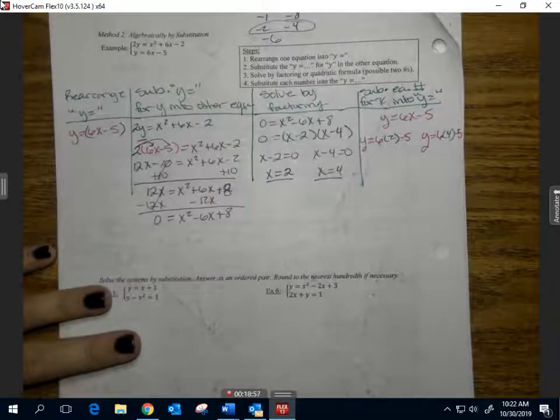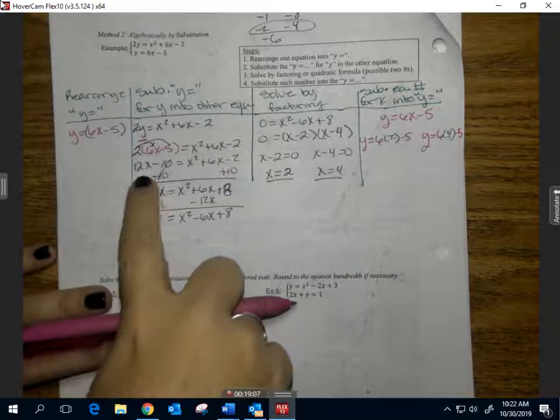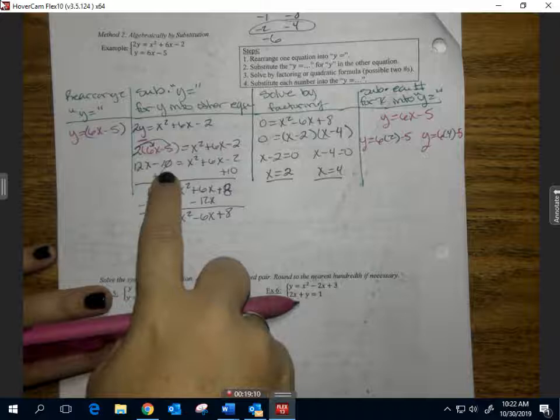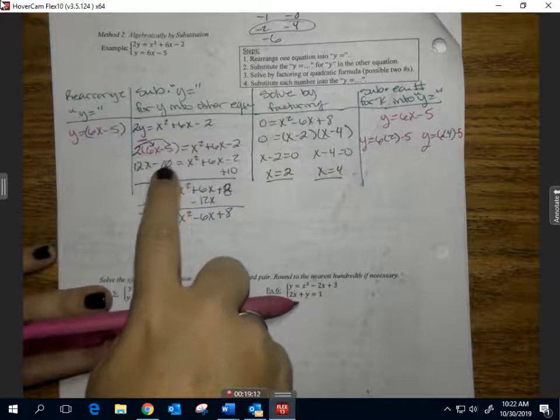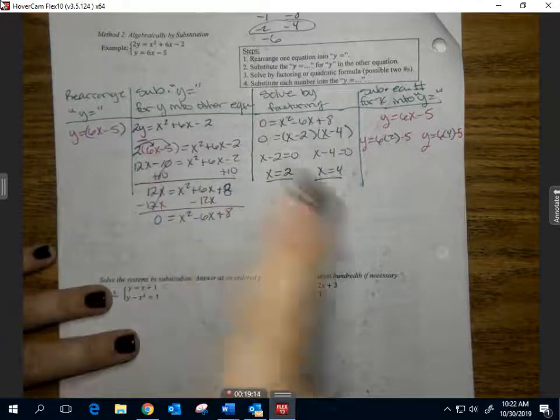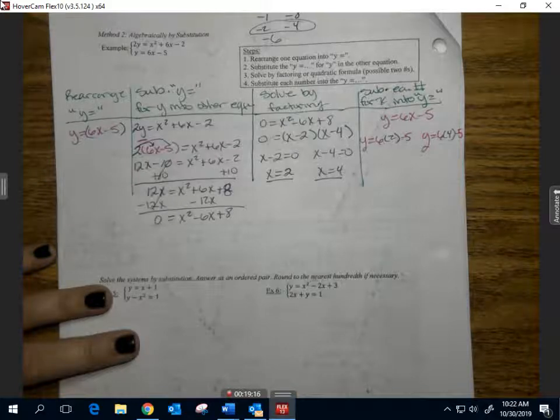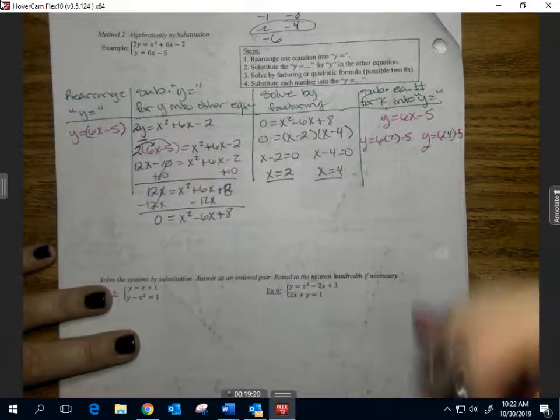Would it not be the 12x minus 10? Or is that for the other one? Where are you seeing 12x minus, oh, right here? Is it only for that one or is it for both of them? 12x minus 10 is just for, oh, that was when we used the distributive property. So it's only for that one? Yeah. Alright, so now let's figure out what y is.